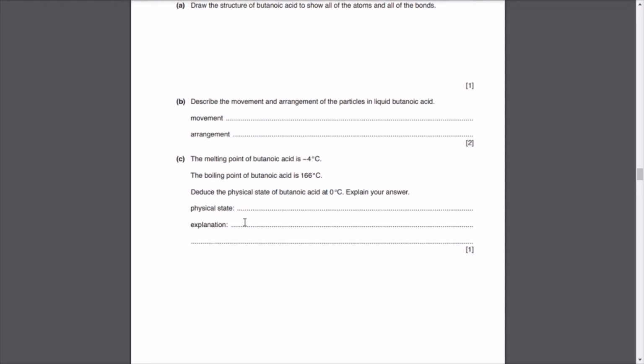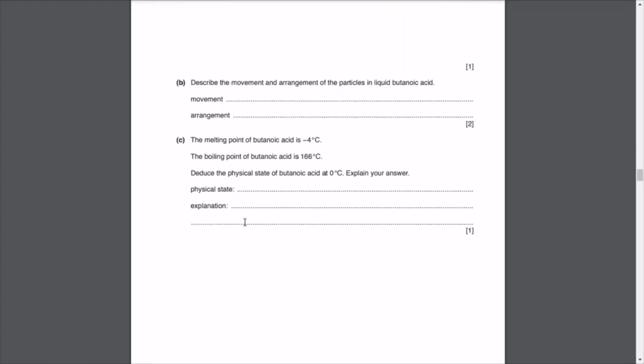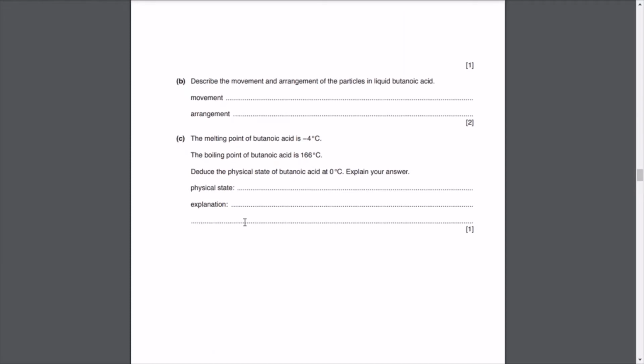For the explanation, I gave you such a long one, but you can shorten it and write that it is below the boiling point and above the melting point. That's how it is. It's just one mark, and a super easy, mark-gaining question.